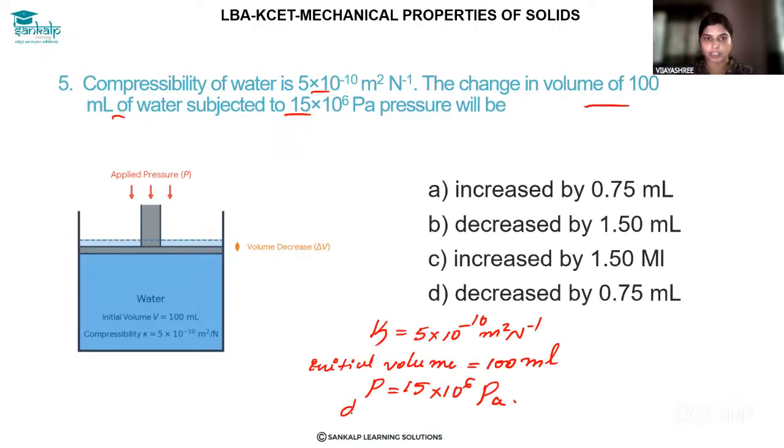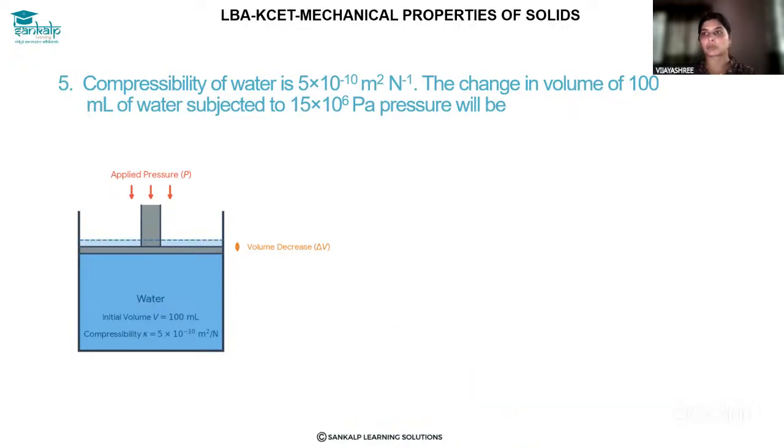Change in volume, delta V, is equal to question mark. Next, first, what is the compressibility of water? It is defined as the fractional change in the volume per unit pressure.